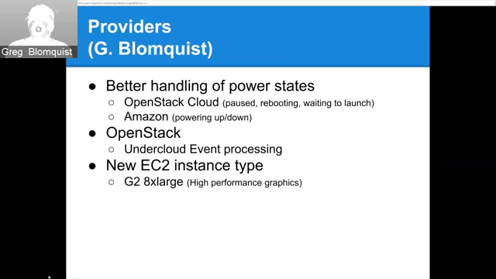Another exciting change that came in is we're now capturing events from the OpenStack Undercloud. This means we can react to changes that are happening in the infrastructure layer of OpenStack. And we've also added support for another new Amazon Web Service instance type, the G2 8 extra large instance type. It's uniquely designed to handle large graphics processing workloads. It'll be interesting to see how people use that. Next slide, please.